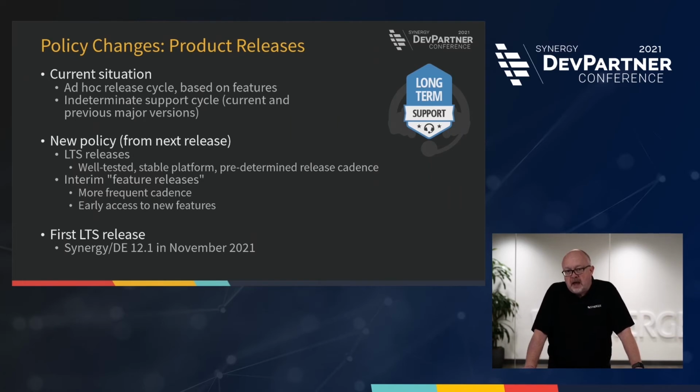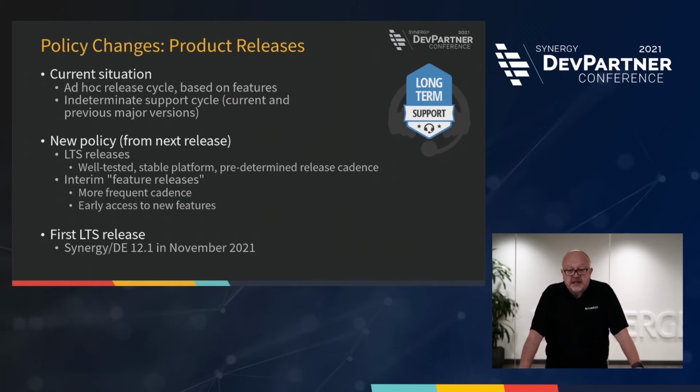The new policy is that from the next Synergy release, which, as you can see at the bottom of the slide, is going to be Synergy 12.1, in the November timeframe of this year, we're going to go to the same pattern that a lot of the operating system people and major tools platforms like .NET use, and that is what's called an LTS release, or a long-term support release mechanism. So an LTS release is a well-tested, stable platform with a predetermined release cadence and a predetermined support period. And I'll talk to you about what those cadence and periods are on the next slide.